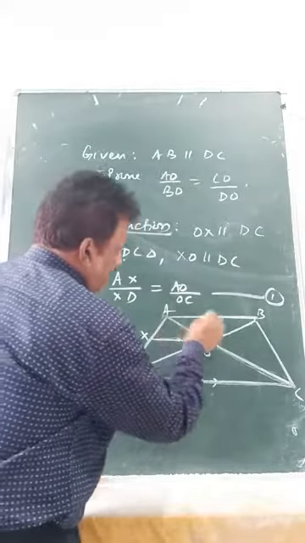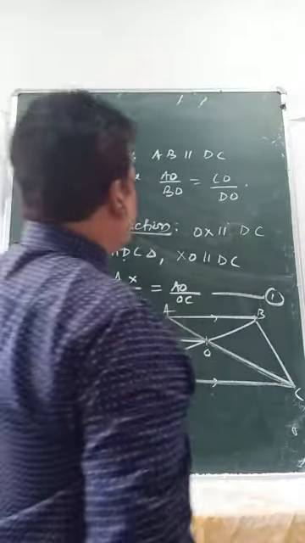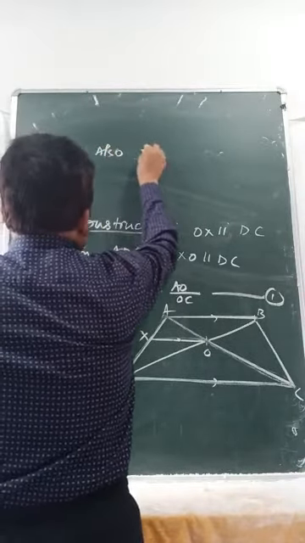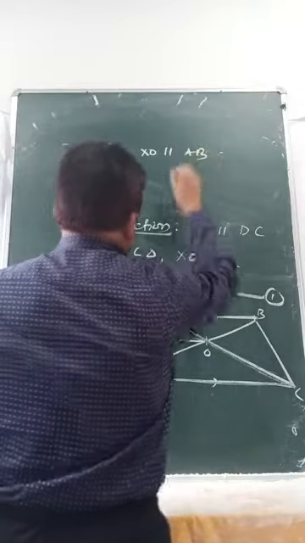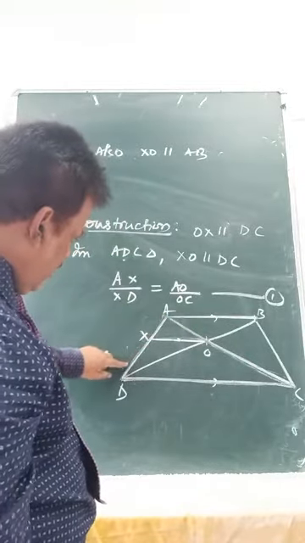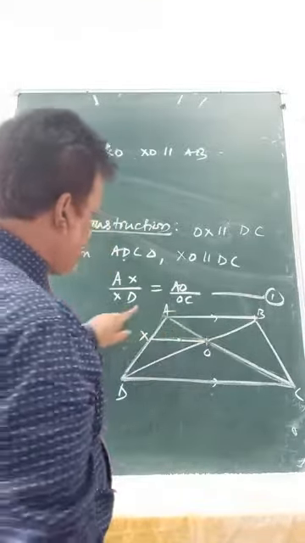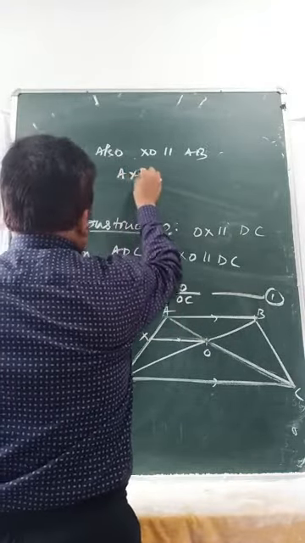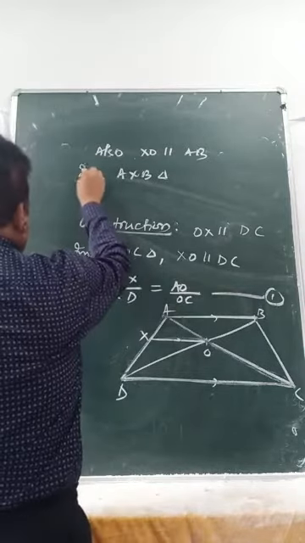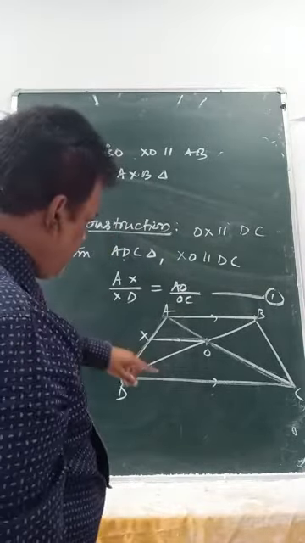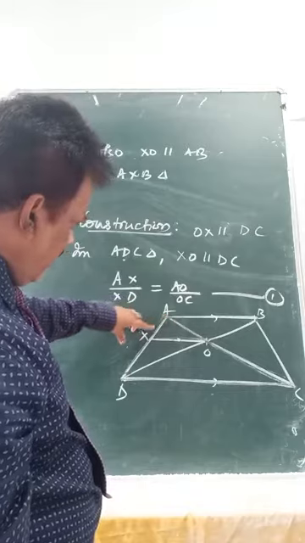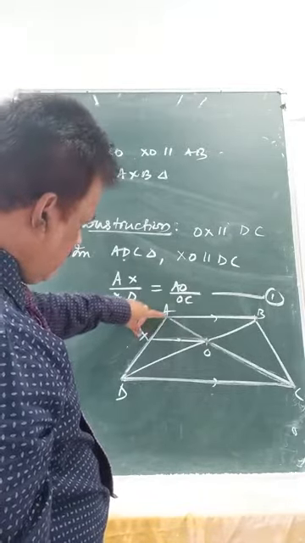This is parallel to AB. So write down also XO parallel to AB. So which triangle will I take? I will take triangle AXB. In triangle AXB, same formula. What will I get? Now I will get AX by, look here.